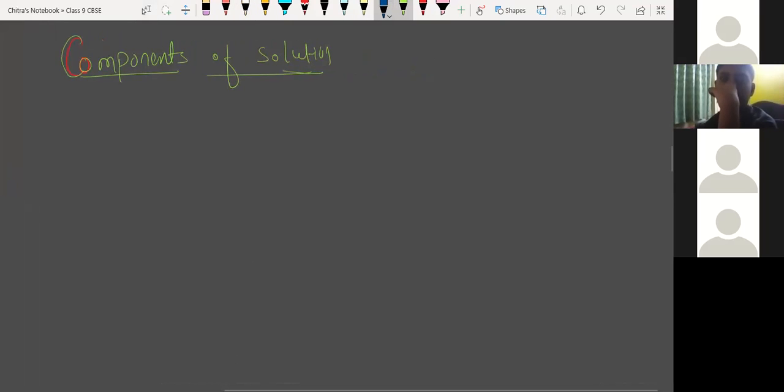Okay, so let me change the color. We have blue color. So what is a component, sir? That we are going to discuss now. See, we have discussed that solution equals solute and solvent. So solute and solvent are called components of solution.